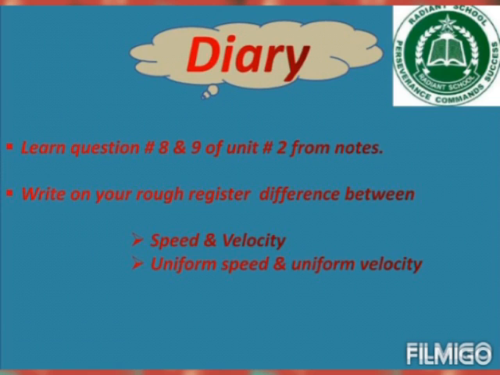Okay students, it's time to end the topic, and here is your today's diary. You have to learn question number 8 and 9 of unit number 2 from your notes, and you have to write on your rough register the difference between speed and velocity and uniform speed and uniform velocity. And in today's task, as your previous diary is the test of question number 1 to 5, you have to attempt your test on your loose sheets with proper presentation.